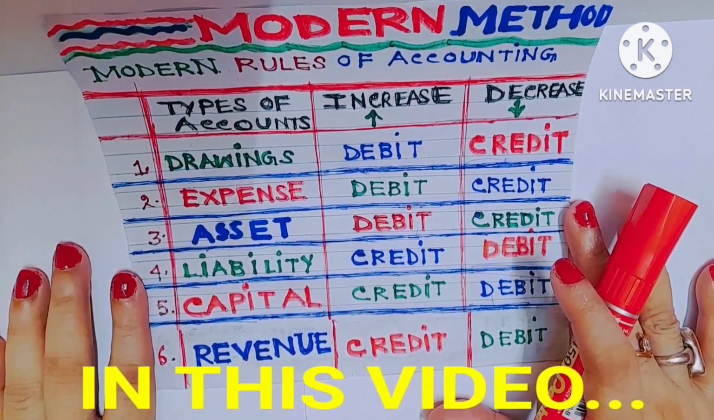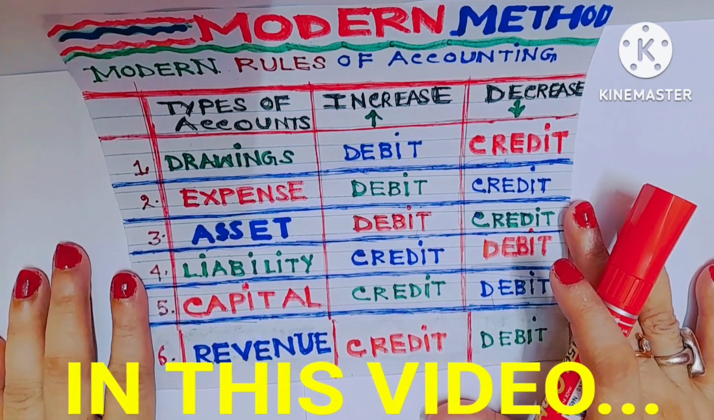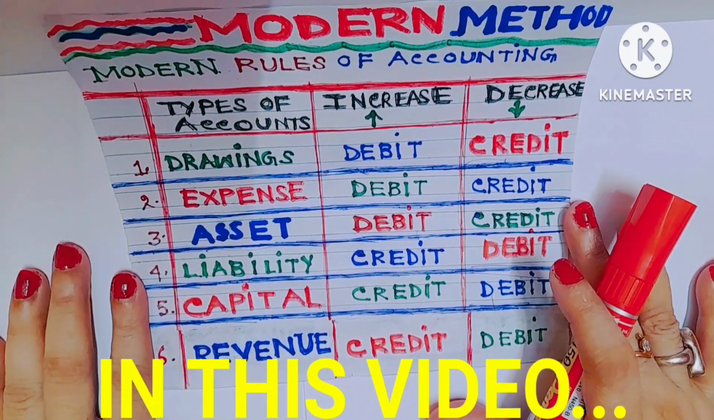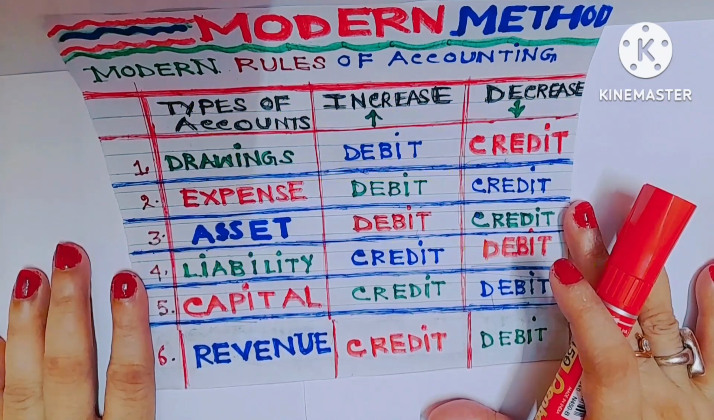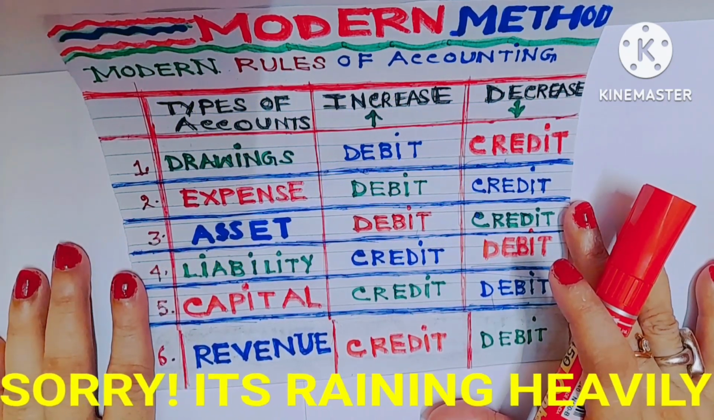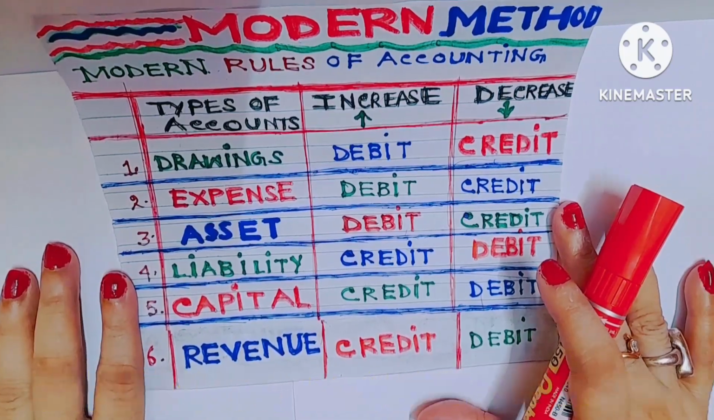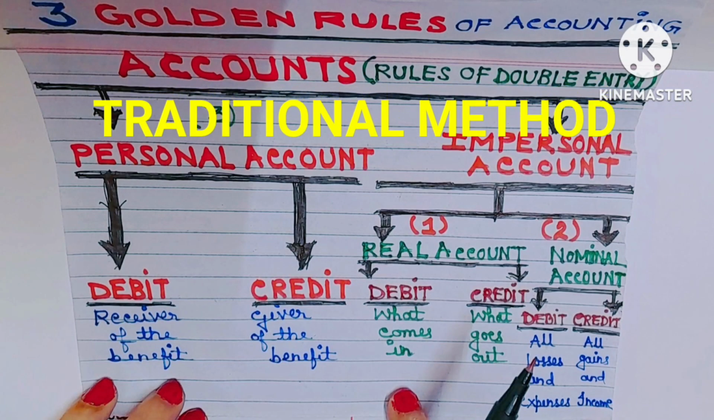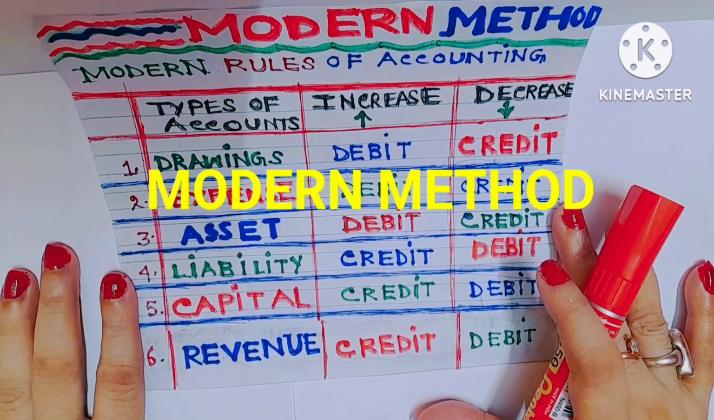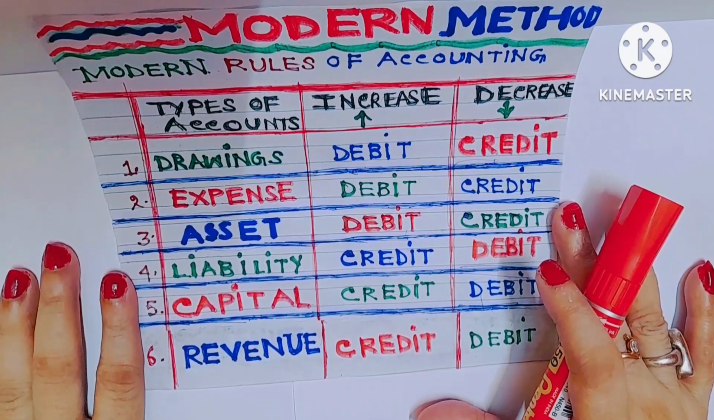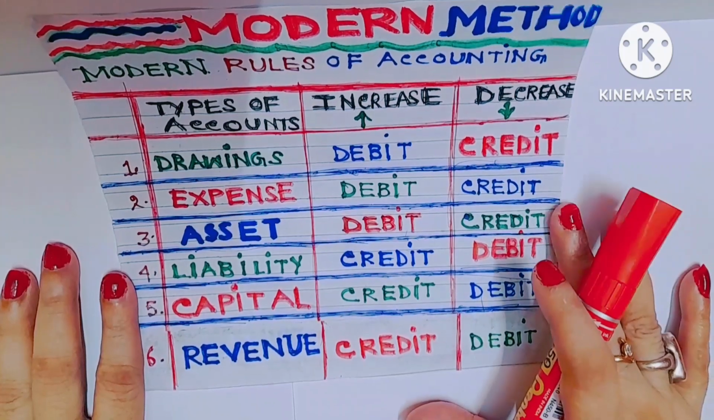In this video, I am going to discuss and explain in detail how to prepare journal entry for interest on capital logically by applying both the methods. The traditional method, that is the 3 golden rules of accounting, and the modern method. So let's get started.